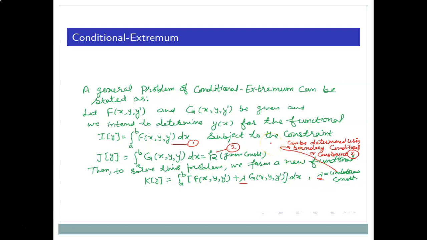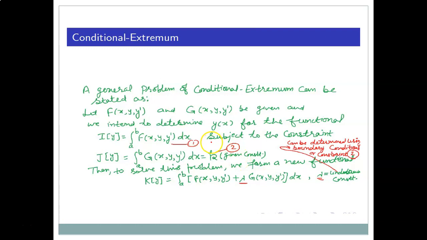Now this isoperimetric problem gives rise to a general problem, that is the problem of conditional extremum. So in general, a general problem of conditional extremum can be stated as: let f of x, y, y dash and g of x, y, y dash be given, and we intend to determine y of x for the functional I of y given by this equation subject to the constraint J of y equal to this, where small k is a given quantity.